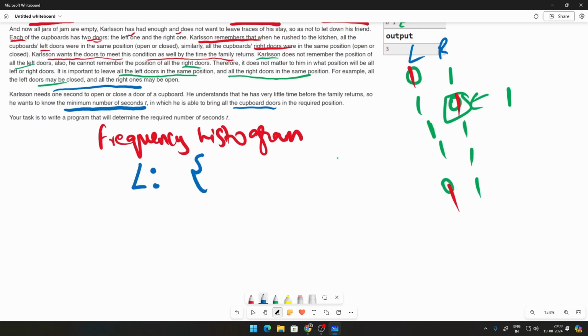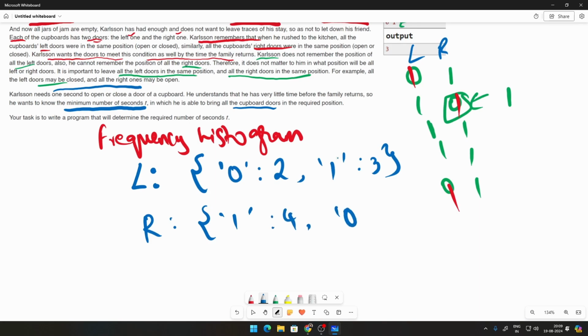So for left doors, what we're going to do is the number of zeros, and we'll put one number. Okay, let's say in this particular case there were 2 zeros, comma, the number of ones will be 3. Okay, and similarly for right doors, we know that the number of ones are 4 and the number of zeros are 1. Okay, we are going to create something like this. We are going to say for every particular character, how many occurrences are there, and this is something called a frequency histogram.